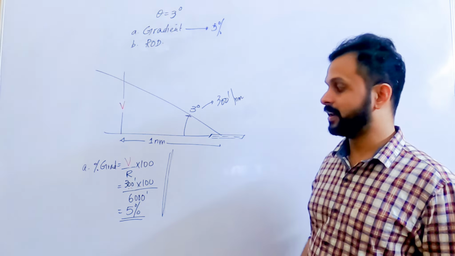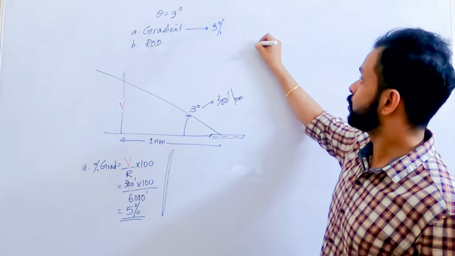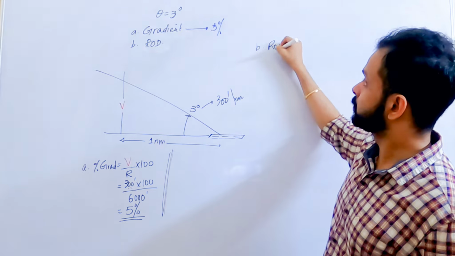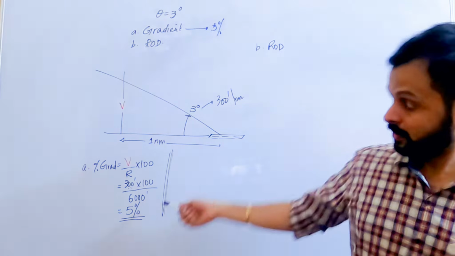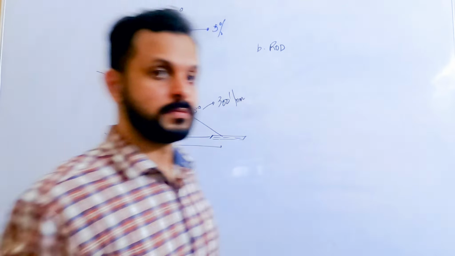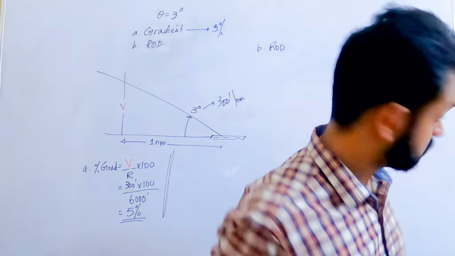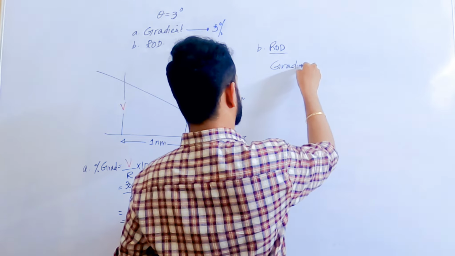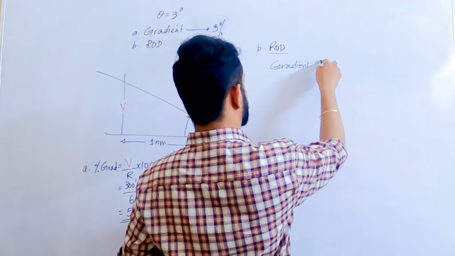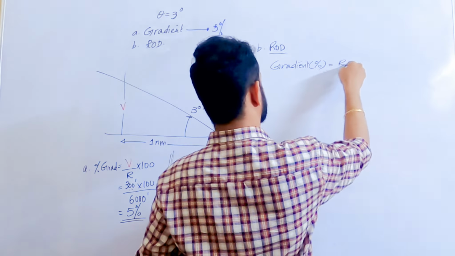Right, so you got the gradient as 5%. Perfect. Now, what about rate of descent? You want to try this? Give it a shot again. Rate of descent, you can copy this and then try that. We can say gradient equals the ratio of ROD expressed in feet per minute divided by ground speed in knots.